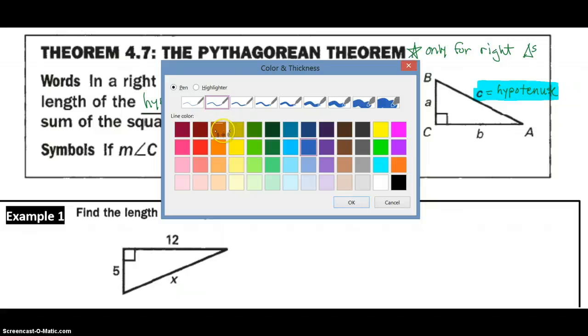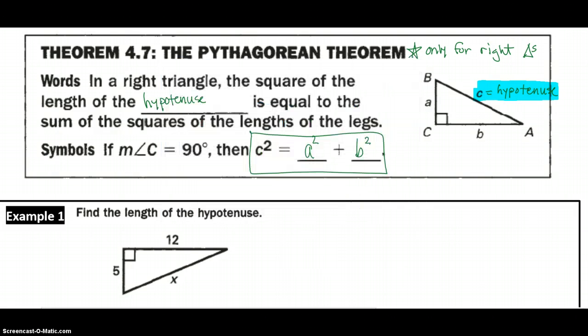Now as far as A and B, those can be interchanged, okay? Which leg you say is A and which leg you say is B really does not matter, because in the end you end up adding them. And if you had two numbers, say 4 and 5, if you said 4 plus 5, you get 9. But if you said 5 plus 4, you also get 9. So it does not matter the order of the legs. C does matter. That has to be the hypotenuse. It has to be across from the right angle.